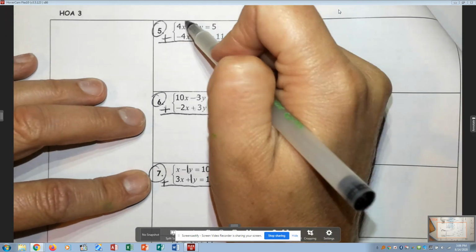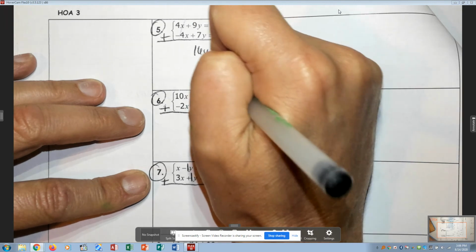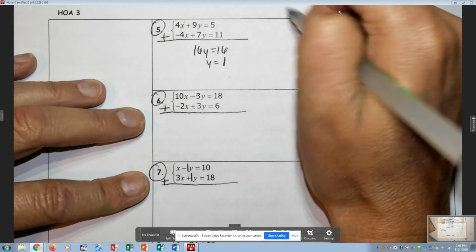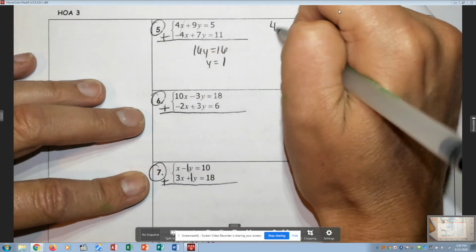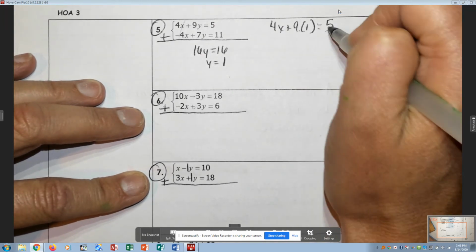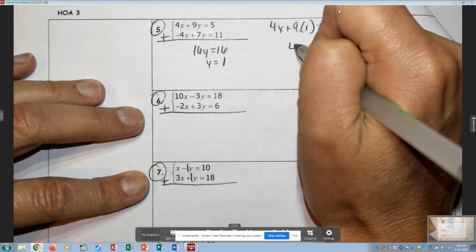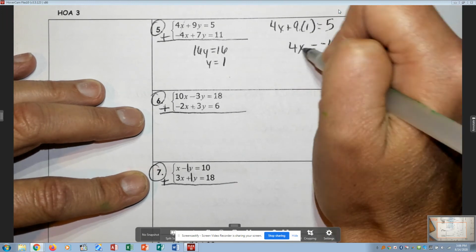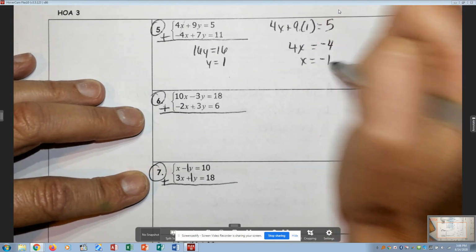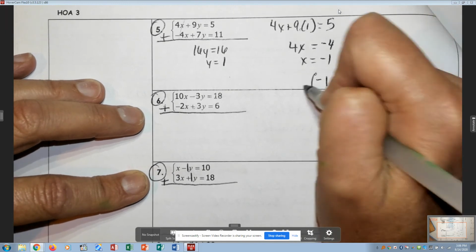Okay, this eliminates. You get 16y equals 16. Y is equal to 1. Let's plug in 1 right here. 4x plus 9 times 1 equals 5. I'm going to subtract 9 from both sides, so I get -4, and divide by 4 on both sides, so x is equal to -1. So your point of intersection would be (-1, 1).